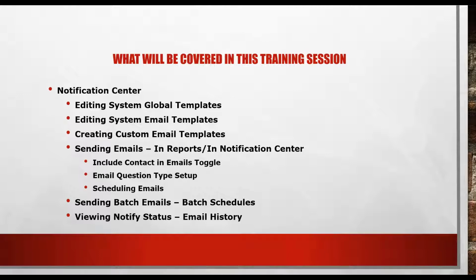Those are the templates that are tied directly to application forms and are templates that come preloaded on the site. And we'll talk about if you want to change the message on those, how you would go about doing that. And then creating custom email templates. You may have certain emails that you like to send to your applicants. So how do you create those templates on the application forms?